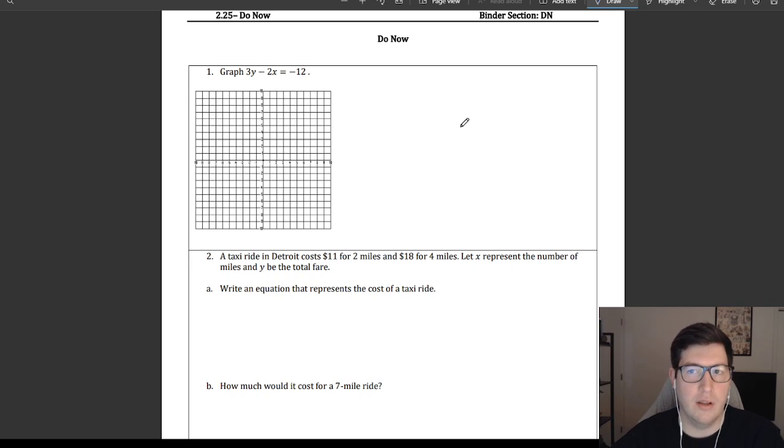Alright, now that we brought it back together, quickly going over this do now, I want to go over number 1, and then we're going to go over 2a. Number 1 is simply asking us to graph the equation 3y minus 2x is equal to negative 12.